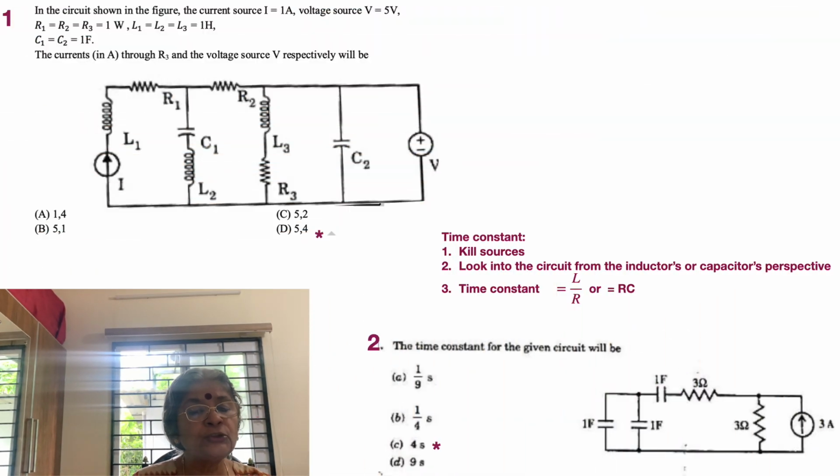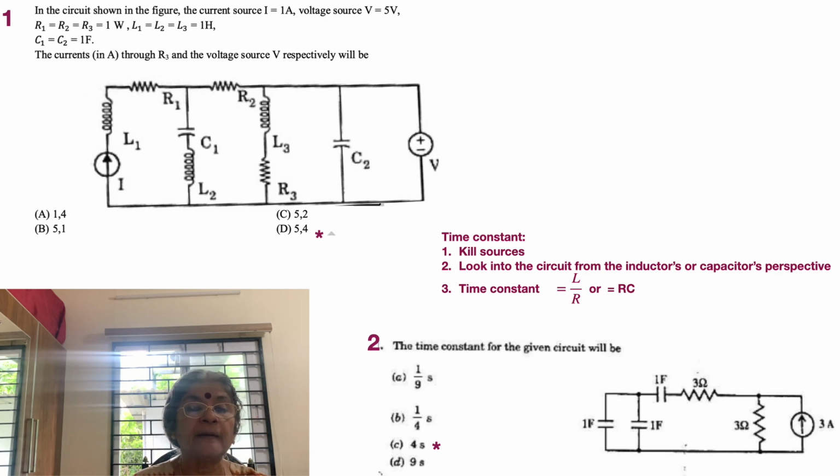So let's look at problem number 1, which shows a large number of elements, but it's a very simple problem because very simple concepts are involved. In this problem, we see that there are two sources, both of them being independent sources. One is a current source, the other is a voltage source. There are several inductors, L1, L2, L3. There are similarly two capacitors, C1 and C2, and there are three resistors, R1, R2, R3. And some of the answers are given which don't reveal any insights. So let's move on to reading the question.